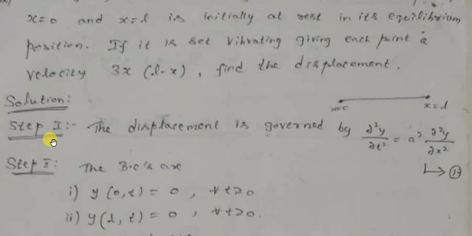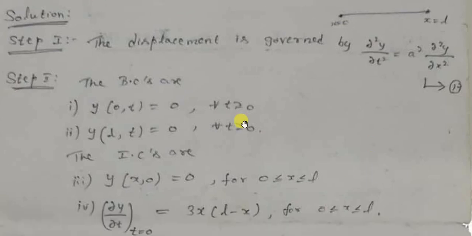So now step 1, we have to write the governing equation, that is the one dimensional wave equation, that is equation number 1, similar to the first example. Then we have to write the boundary and initial conditions. So the first two conditions are based on the boundary. Always there won't be any displacement in the boundary. So same condition, y of 0 comma t equal to 0 for all t greater than or equal to 0, y of L comma t equal to 0 for all t greater than or equal to 0.